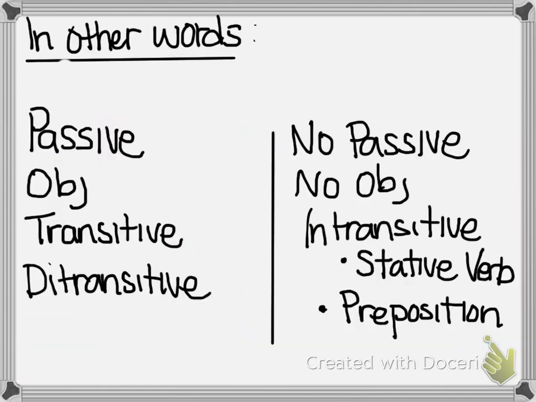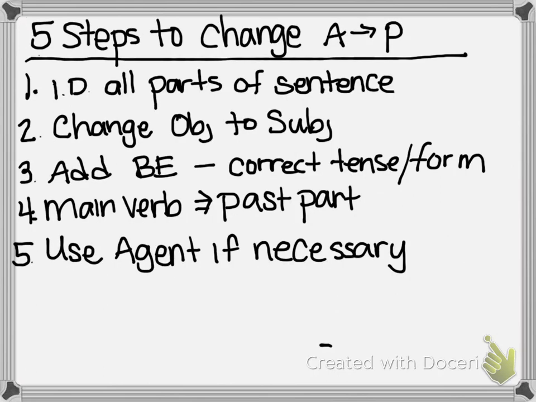So in other words, passive must have an object, and the verbs that can hold an object are transitive and ditransitive. And no passive if there's no object, and intransitive verbs do not have objects, and they're usually stative verbs or they have a preposition that comes right after them.